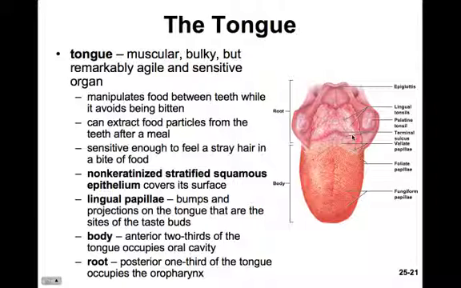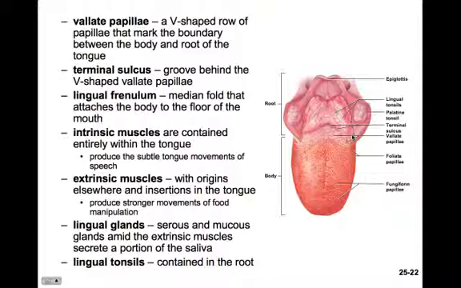The body of the tongue is the anterior two thirds, and it occupies the oral cavity. The root is the posterior third of the tongue, and it occupies the oral pharynx, and it's attached by many muscles into the hyoid bone. There are vallate papillae, which is a V-shaped row of papillae that mark the boundary between the body and the root of the tongue. In this same region, we'll see the terminal sulcus. There's the lingual frenulum. The frenulum, again, is a little fold of skin that attaches the tongue to the floor of the mouth, similar to the frenulum on the lips.